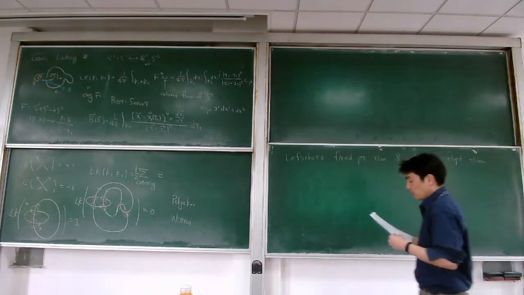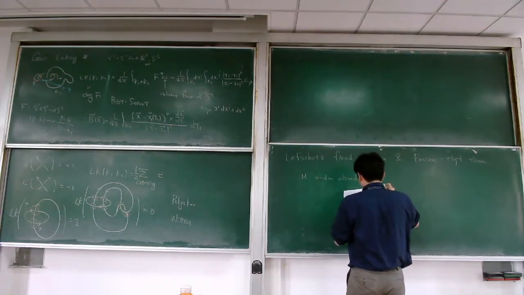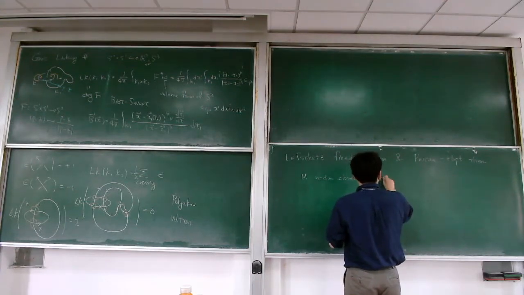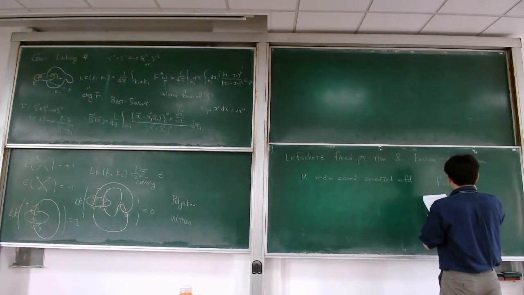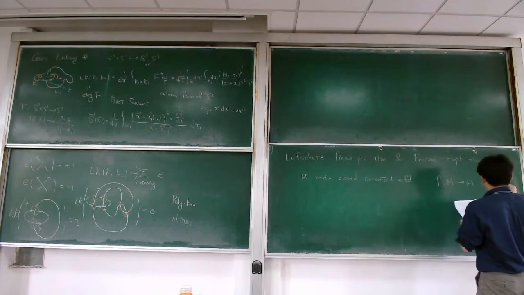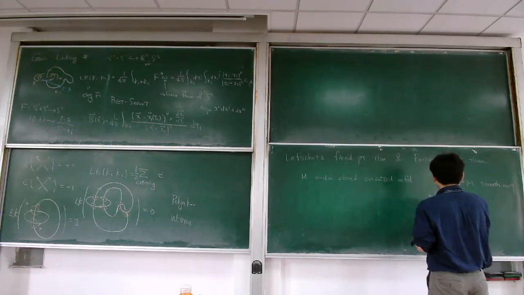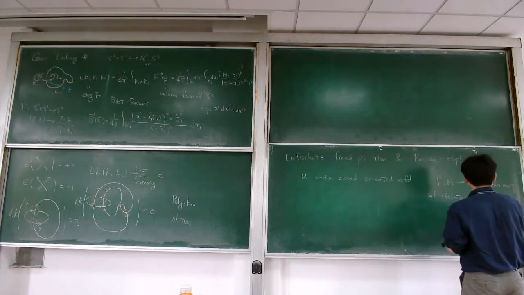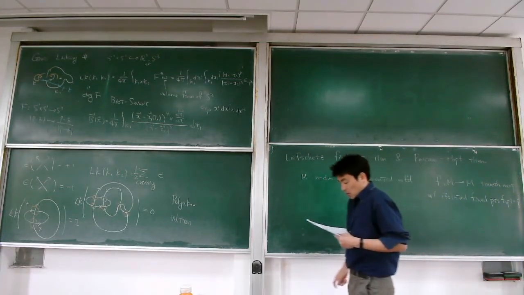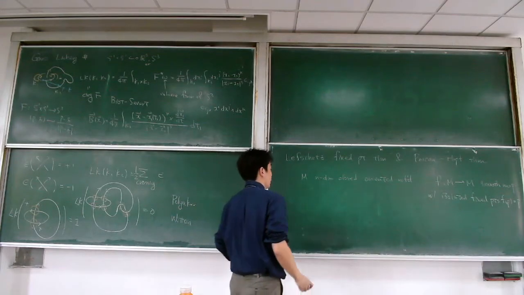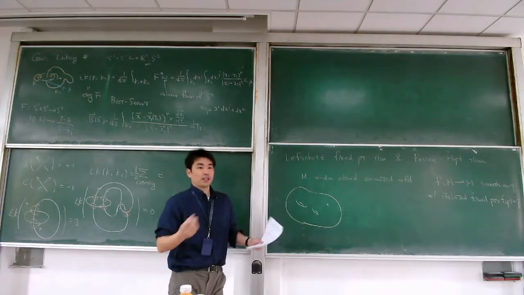So let's consider M, an n-dimensional closed oriented manifold, and you consider a map from M to M. This is a smooth map which has an isolated fixed point. For instance, there is a manifold, and there is a fixed point. So this point is fixed under the map.